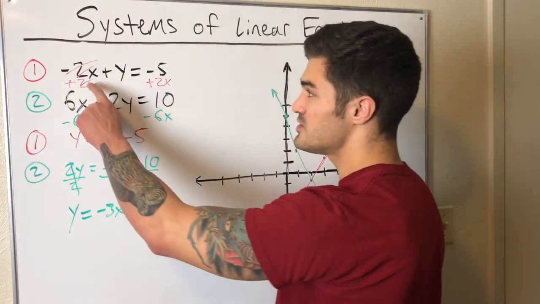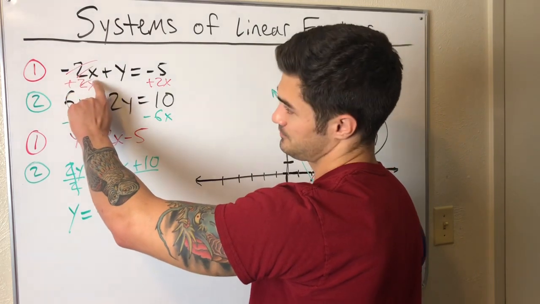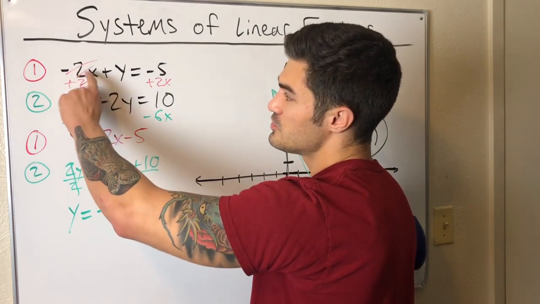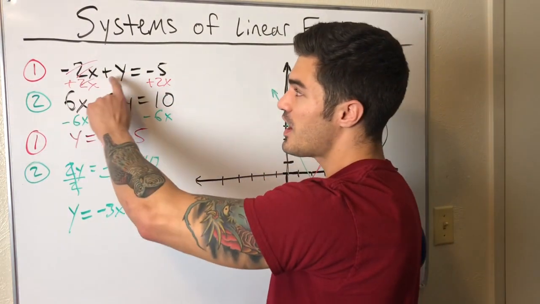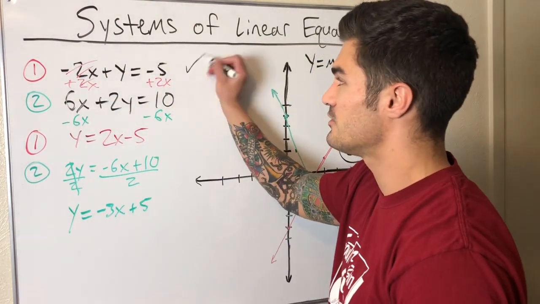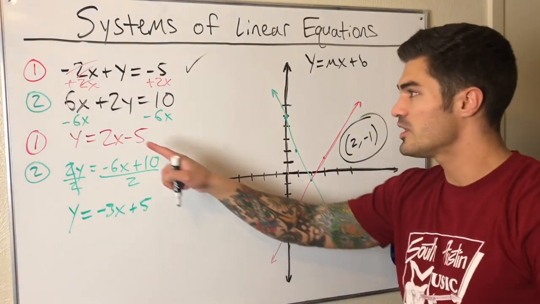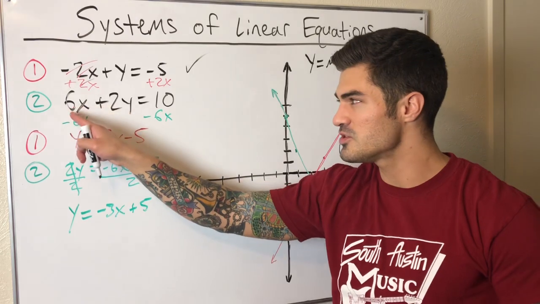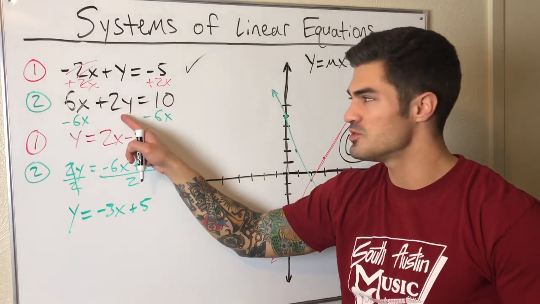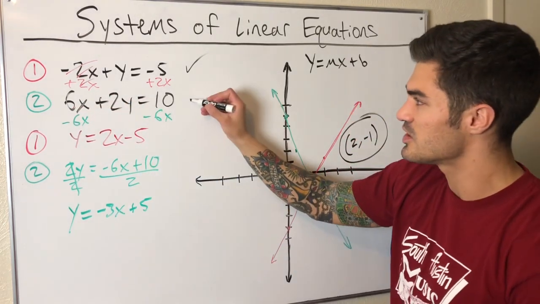So I can plug 2 into here, -2x, and I get -2 times 2, that's -4. And I plug -1 in for y, that's -5 equals -5. So this one checks out. What about the second one? I plug in 2 for x, I get 12. I'm sorry, I get 12 plus -2, so that's 10 equals 10. This one checks out as well.